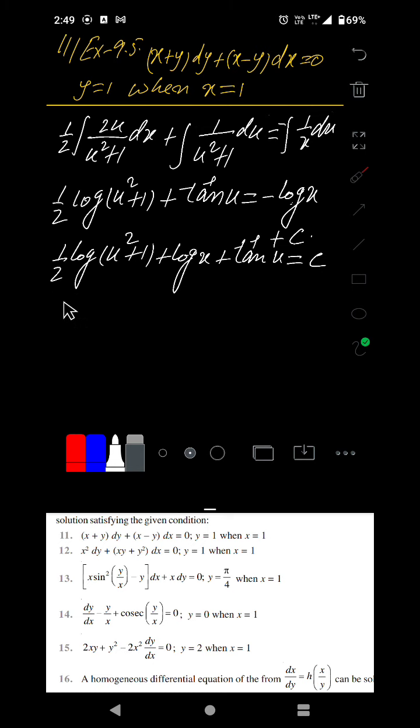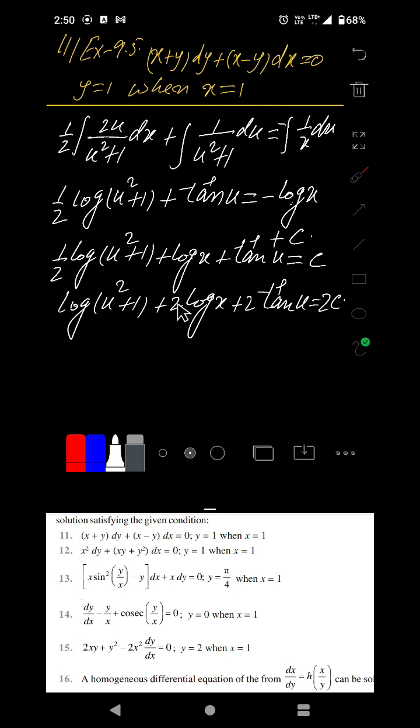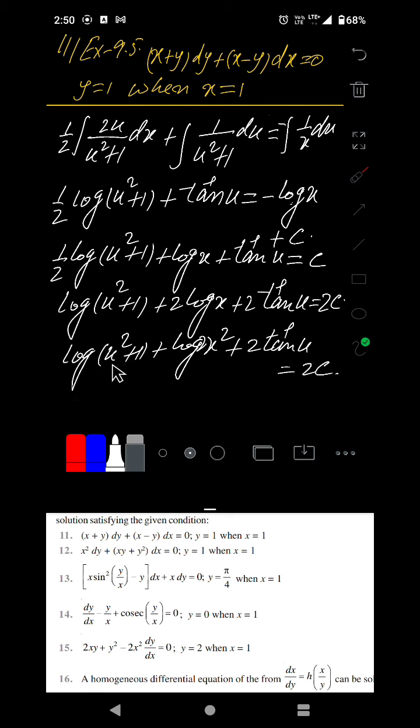Multiplying both sides by 2, we may write this equation as log(u² + 1) + 2 log x + 2 tan⁻¹u = 2c. Now this 2 can be written as a power of x by using the logarithmic property. So we have log(u² + 1) + log x² + 2 tan⁻¹u = 2c.